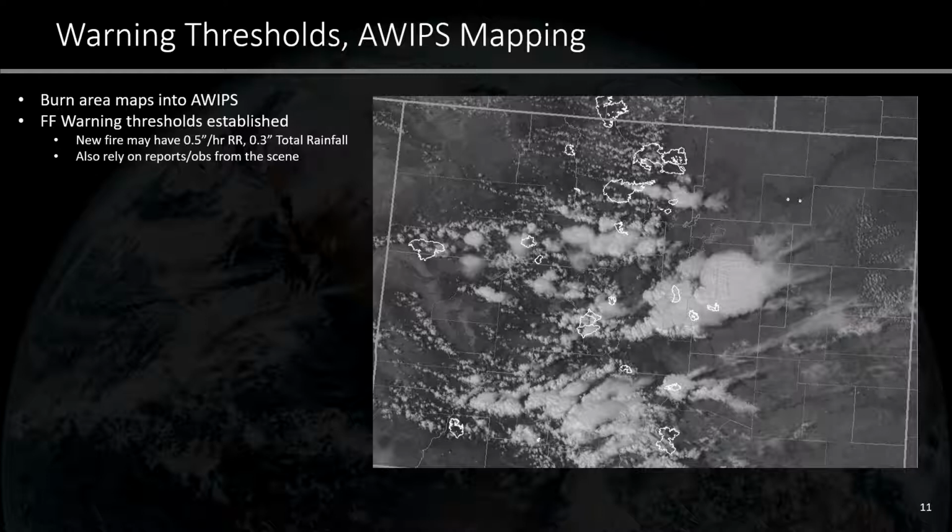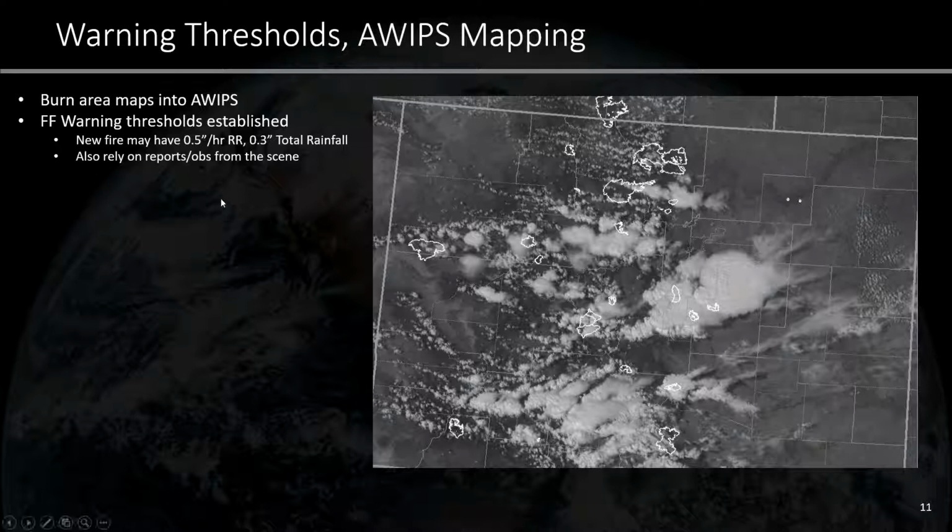So these maps from those burn area assessments, we get them, create shapefiles, and put them into AWIPS so that we can overlay them on our radar imagery, satellite imagery, etc. And again, also from those assessments, we're establishing, typically from our service hydrologists, if you're lucky to have one, your rainfall thresholds for issuing a flash flood warning.